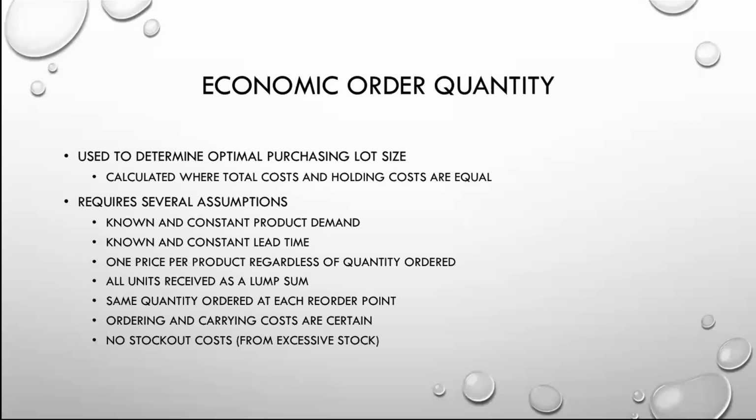So it says here, it's used to determine optimal purchasing lot size. So basically what the EOQ does, it's the point on your annual costs and holding costs graphs, and you'll be seeing that in a minute, where the total costs and holding costs are equal. That is the point where it's the optimum order quantity.